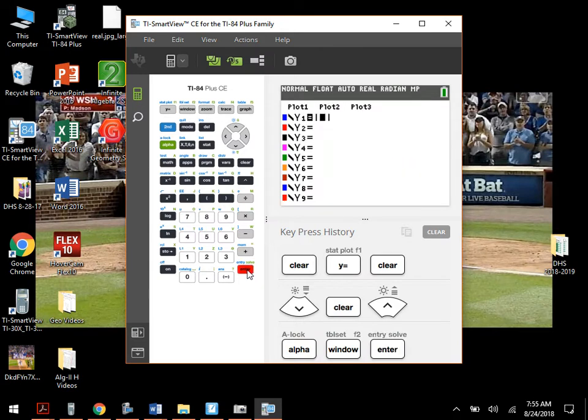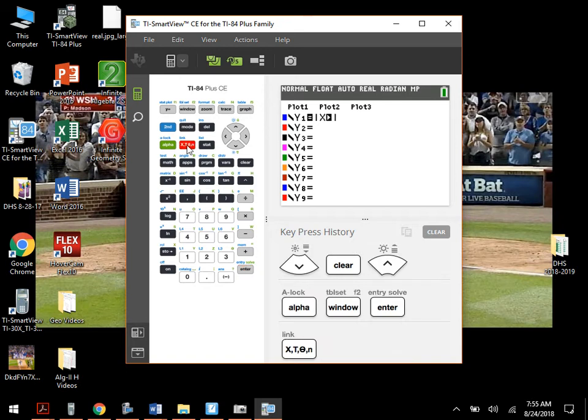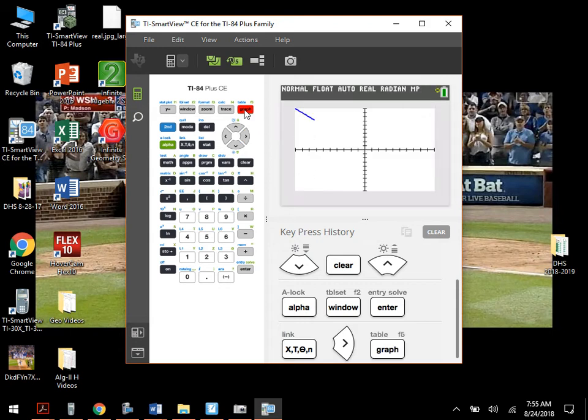And right now, let's just put X, and hit graph. Okay. It's a V, isn't it? Okay. It's a V. Now think about it. When you have absolute value, will your distance ever be negative?